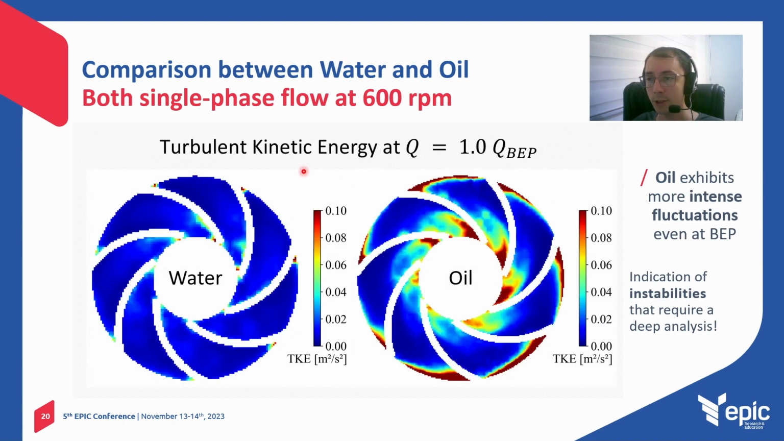Turbulent kinetic energy is also different depending on the viscosity. We can see that the oil has a more significant turbulent kinetic energy than the water flow. And this is related to more intense fluctuations that occur even at the best efficiency point. This is an indication of instabilities that require a deep analysis, which we are working on now.